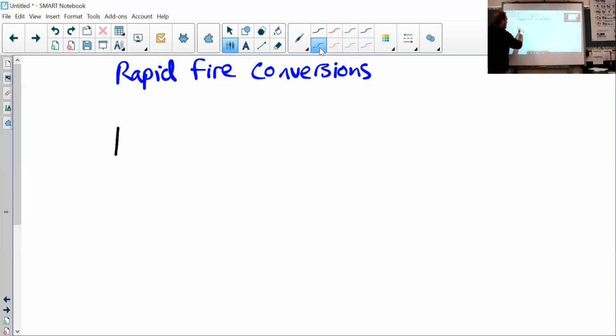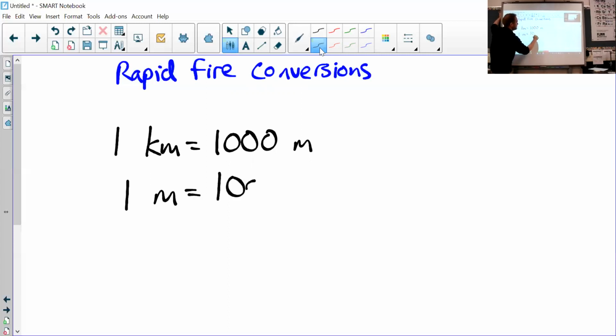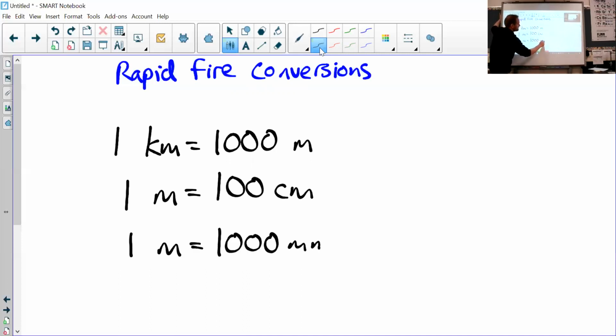So for example, 1 kilometer equals 1,000 meters. Now remember, the base unit can be swapped out. You could put kilograms equals 1,000 grams. The base unit can easily swap out. We should know, for smaller units, you should know what centi is. So 1 meter equals 100 centimeters. And again, we can change that to liters or grams. We should know milli. 1 meter equals 1,000 millimeters.